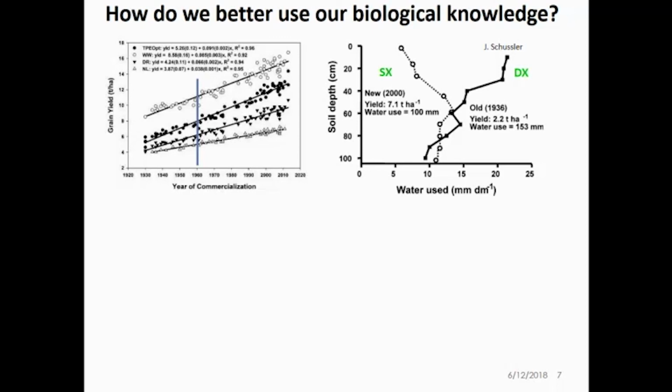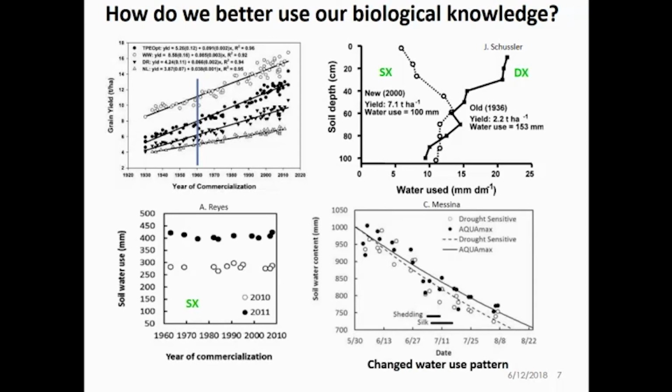So there was an element of that, and we could get at some of the different patterns of water use. But when we went into the more modern single cross hybrids, in part of the PhD work at the University of Queensland by Andreas Reyes, we looked at the total water capture for hybrids released from the 1960s to these modern hybrids. We didn't see differences in total amount of water capture.